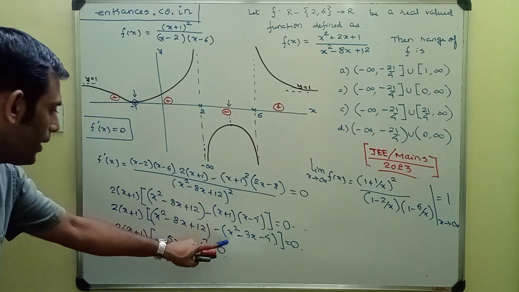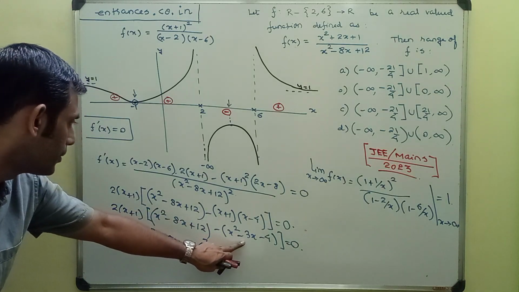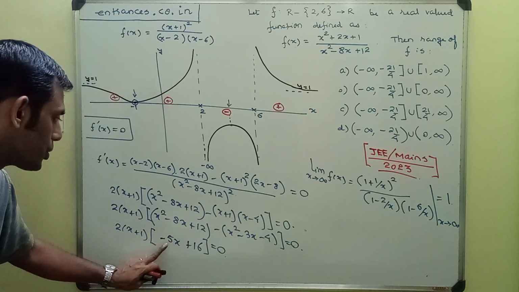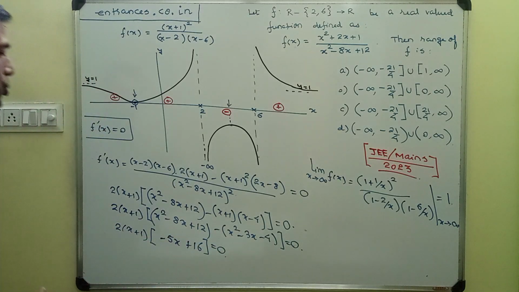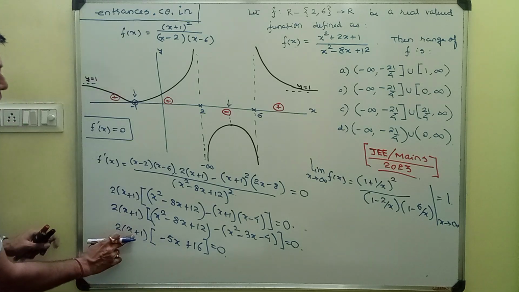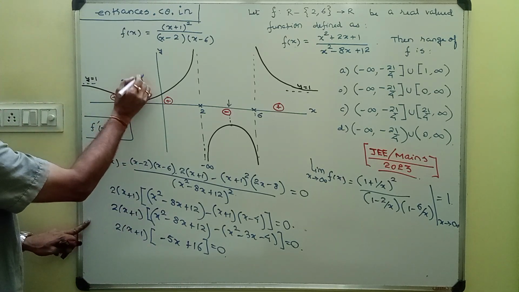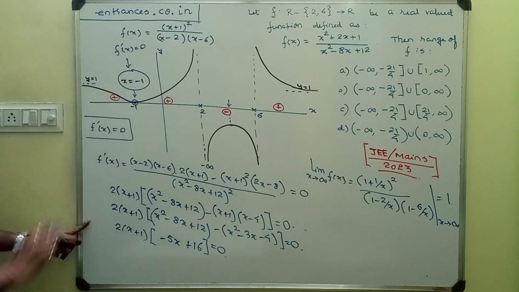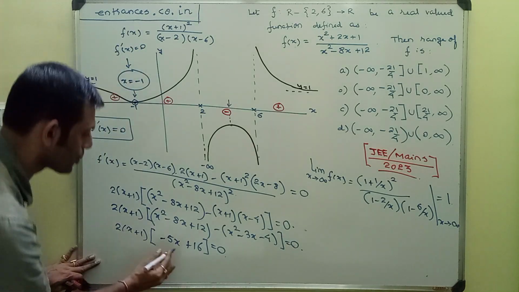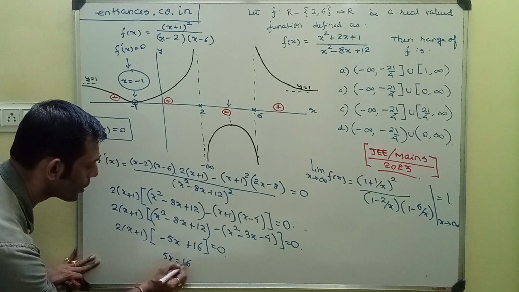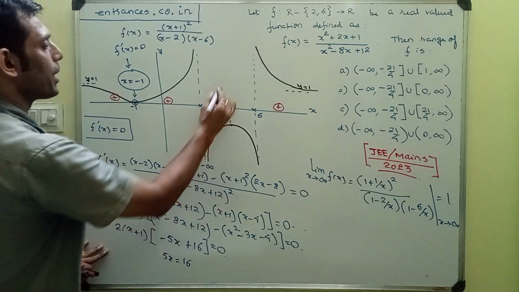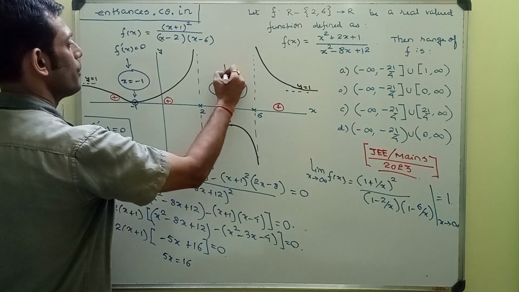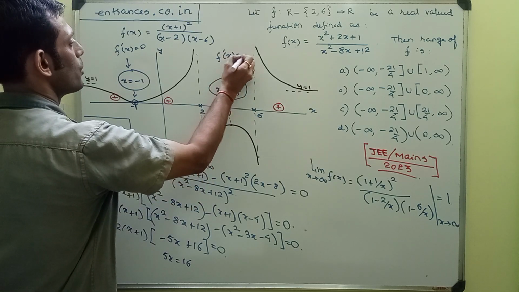If everything is fine, then minus 8x plus 3x is minus 5x plus 16. So therefore, f dash x goes to 0 at x equal to minus 1. Here is f dash x equal to 0, and another is at this position, that is 5x equal to 16 and x equal to 16 by 5. This is a position where your f dash x is equal to 0.